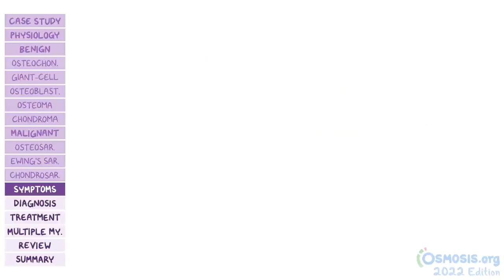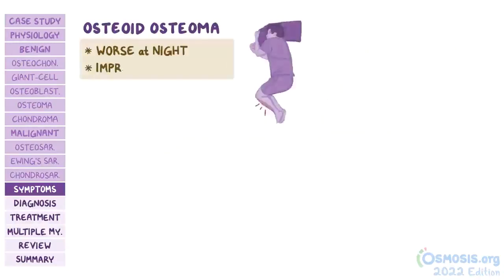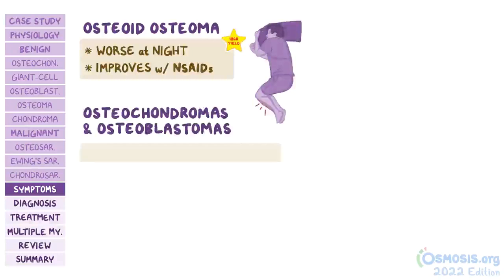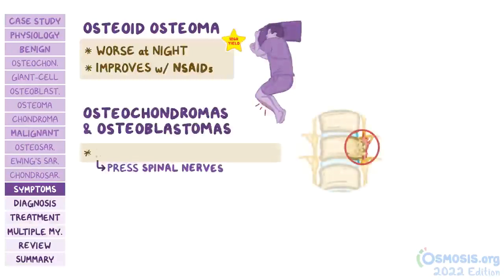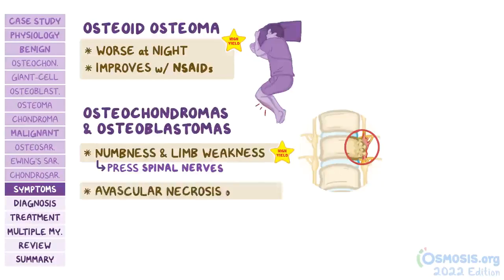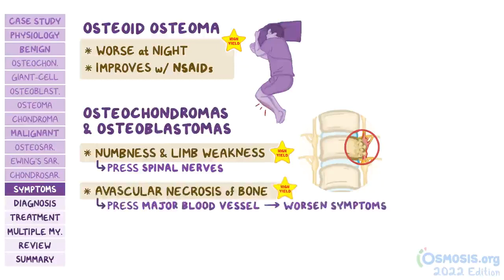Some unique symptoms are the pain in osteoid osteoma, which typically gets worse at night and improves with NSAIDs, while osteochondromas and osteoblastomas sometimes press against spinal nerves, causing numbness and limb weakness. Additionally, they can cause avascular necrosis of the bone if the tumor starts pressing on a major blood vessel, which can worsen symptoms.